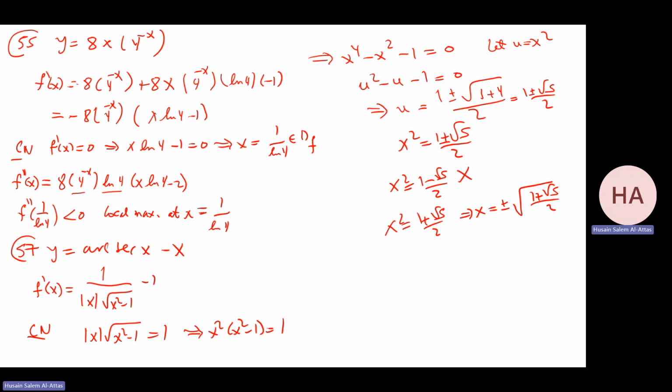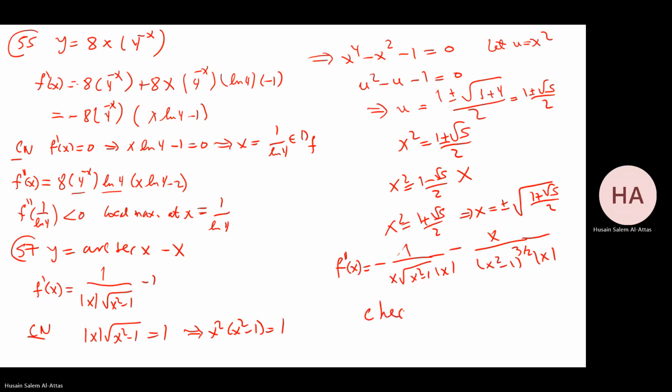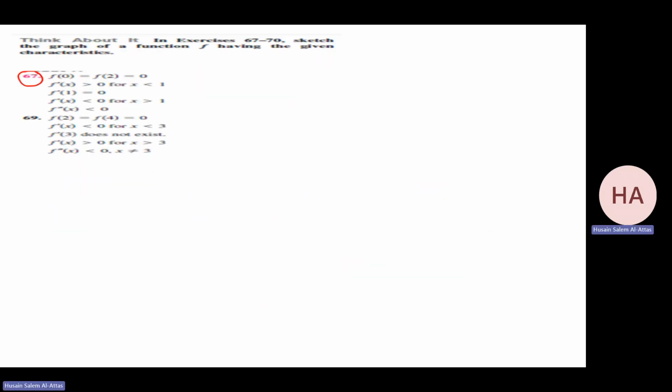Also, we'll do f double prime. I will not. I think we need the calculator at the end. That will be minus 1 over x. Check it yourself. Minus x squared minus 1 to the power 3 over 2 absolute value of x. Yeah, and then check. I think you need the calculator. Can check positive, negative.